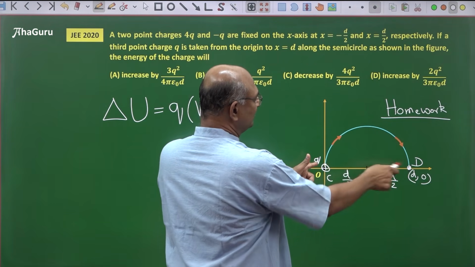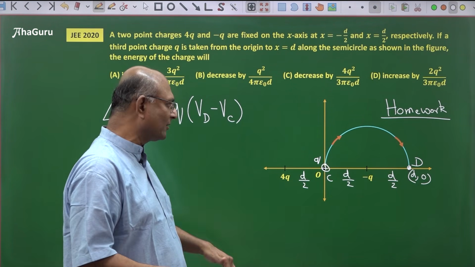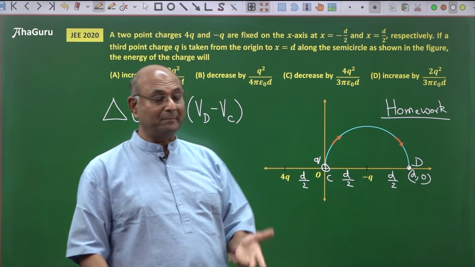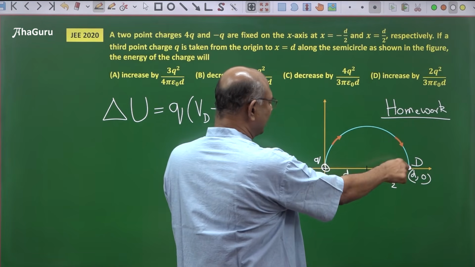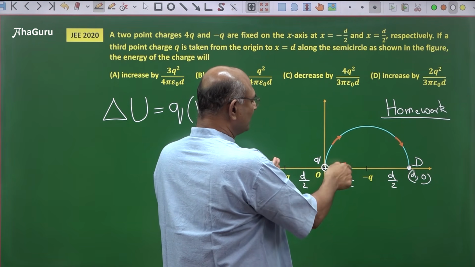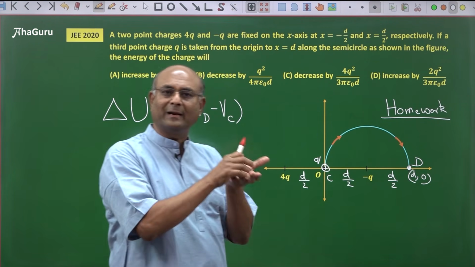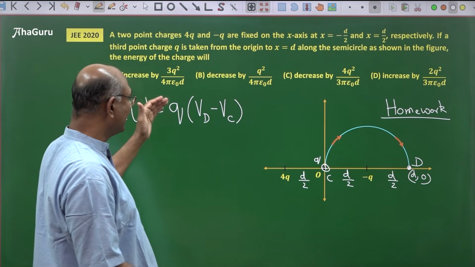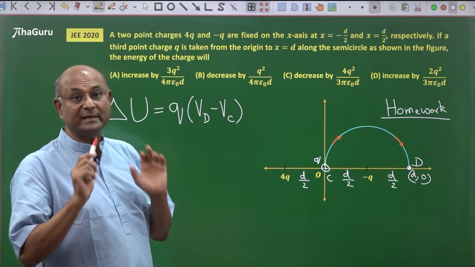But minus Q's contribution for both these places will be the same. When you subtract, it will cancel out, and so only 4Q's contribution will matter. So you can write the potential at D, you can write the potential at C. You will see that the contribution due to minus Q will cancel. Once you do that, you can find VD minus VC, multiply by q, and you will get delta U.